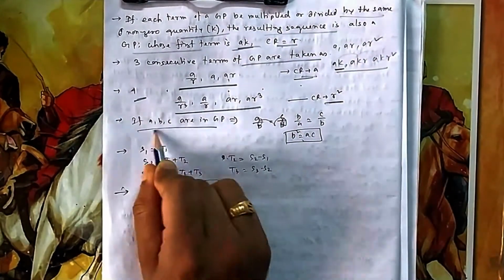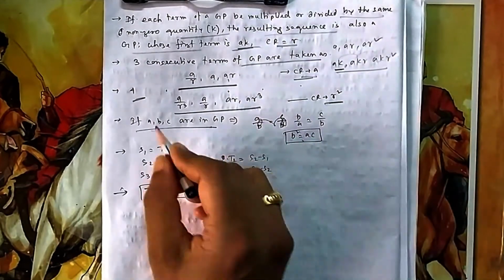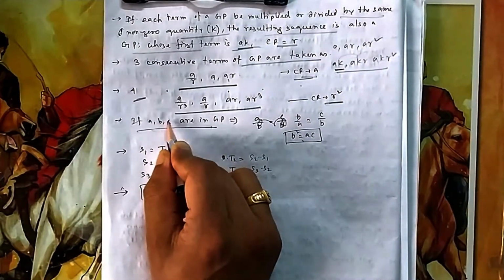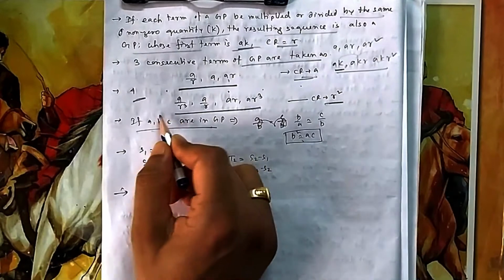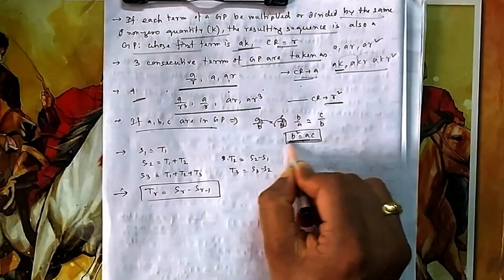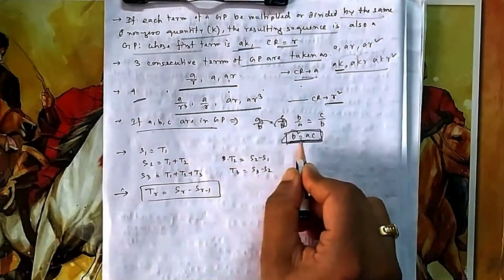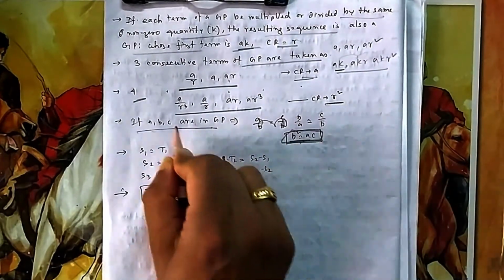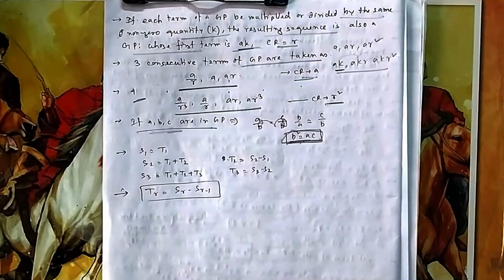If there are 3 terms, A, B, C, given to be in GP, that means the ratio, this by this should be equal to this by this, because the common ratio should be the same. So this by this and this by this should remain same. So if you cross multiply, B square is equal to AC. So this is the condition if they are in GP. Or if this is satisfied, then we can say that A, B, C are in GP.